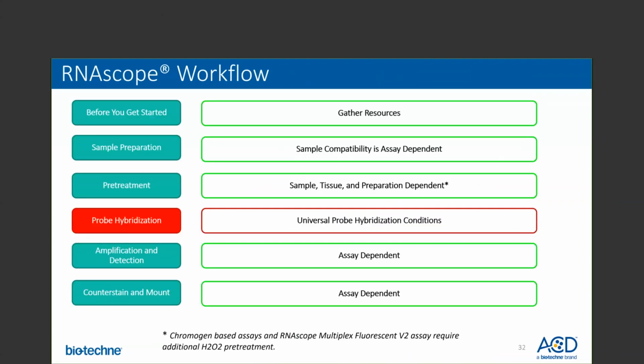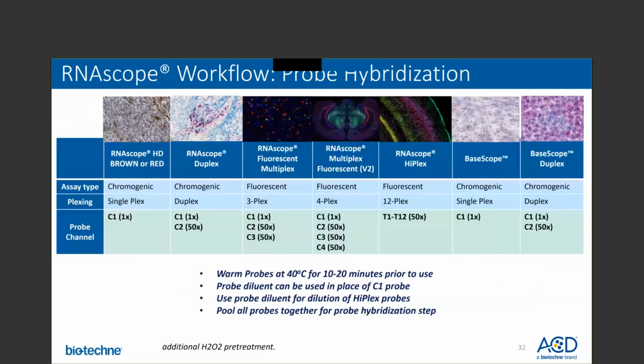Once the pretreatment unmasks RNA, the RNA is accessible for probes to bind. Next, we will discuss probe hybridization. The conditions for probe hybridization are universal for all of our assays. Our C1 and pooled control probes come ready to use in a dropper bottle at 1x. All other probes will come as 50x concentrates.